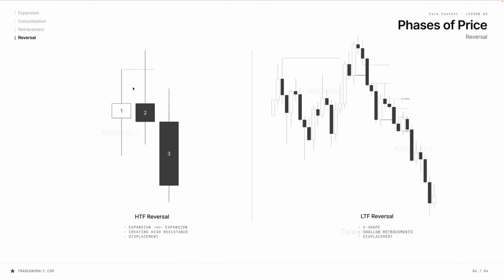What do you want to see within this C2 candle? Expansion met with expansion. The high of this candle created from high resistance from a key level and displacement away from that key level. On the lower time frame, you will see exactly that V-shaped signature, expansion into the key level, expansion away, because that's essentially what a reversal is. It's expansion into a key level and expansion away, right? Displacing away from that key level.